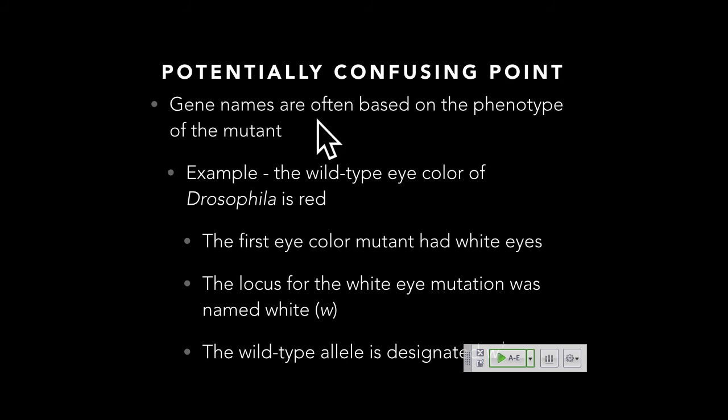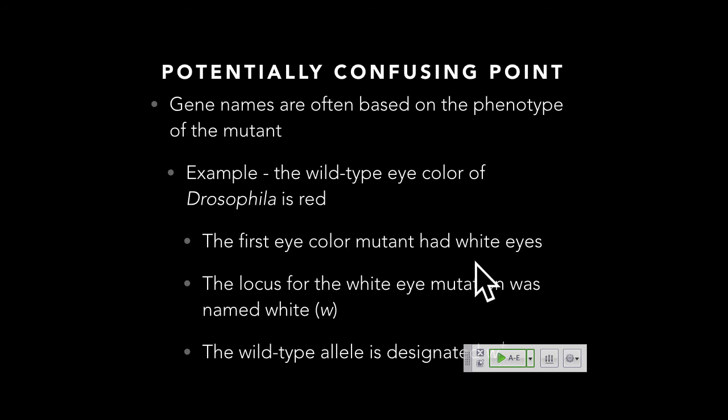Here's what might be a potentially confusing point. The nomenclature that they've used for the Mendelian plant experiments doesn't follow the normal convention. We've used big T to indicate tall plants, but usually the name of the gene is based on the mutant phenotype, because that's how you found it, the mutation in some gene, okay? So if I use this red eye color from Drosophila, the wild type is red, but the first genetic mutant of Drosophila that was found, a spontaneous mutation that occurred in Morgan's lab while his students were working with the flies, actually gave a mutant eye color of white.